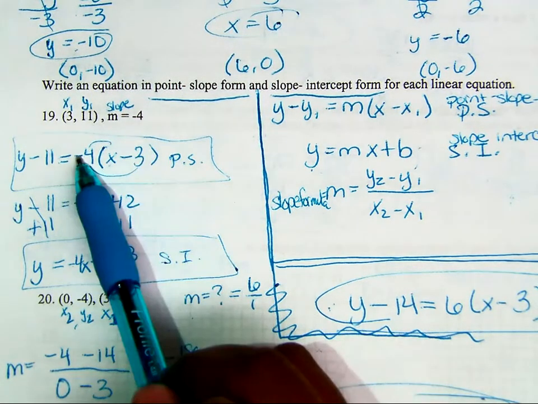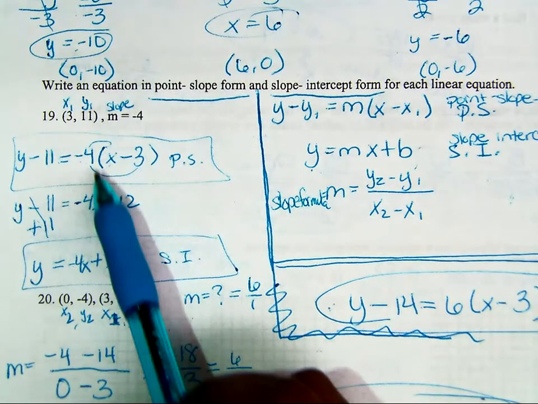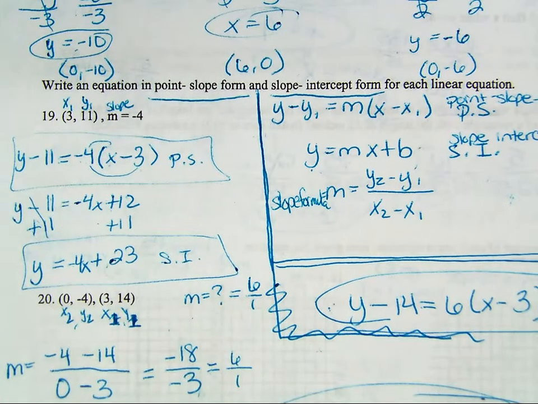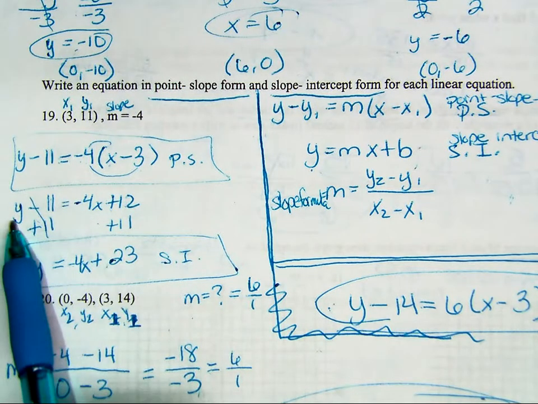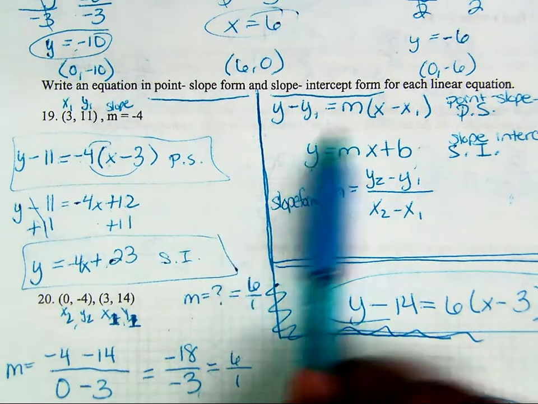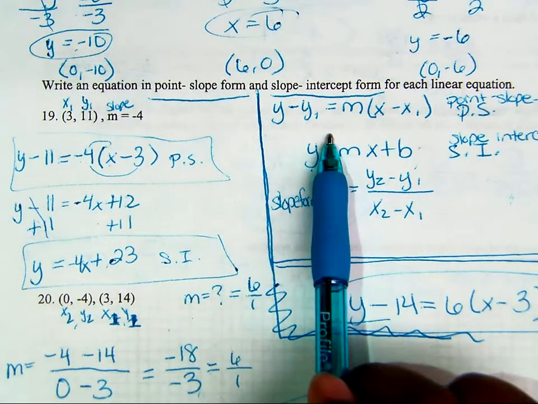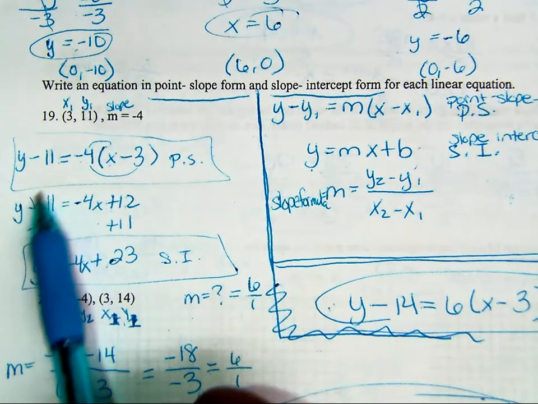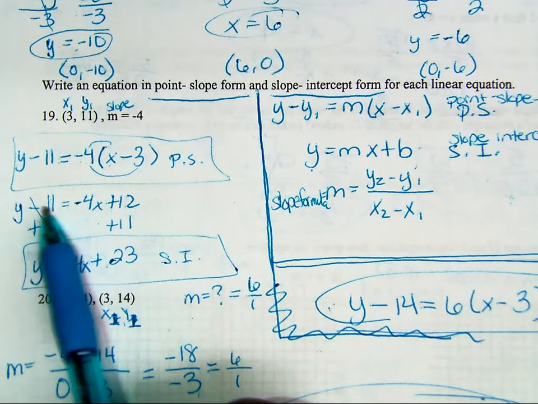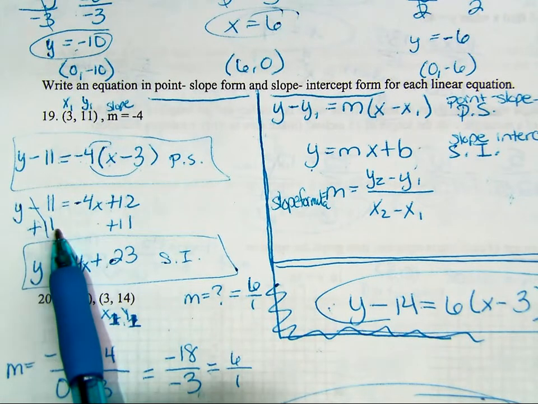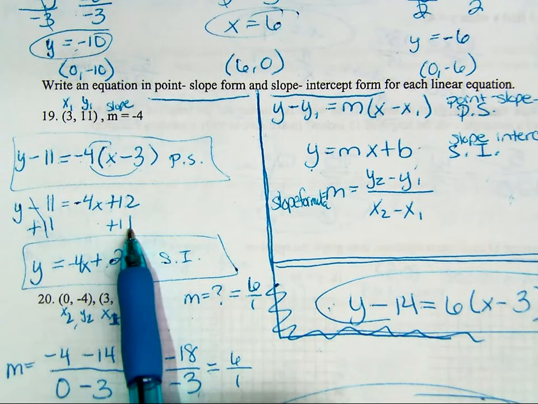Negative 4 times x is negative 4x. Negative 4 times a negative 3 is a positive 12. Okay? Y minus 11 equals negative 4x plus 12 still does not look like this. I need it to be y equals, this 11 is in the way. So I need to get it on the other side. The opposite of negative 11 is positive 11. What I do to one side, I have to do to the other.